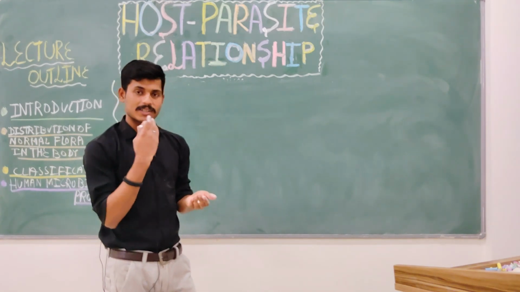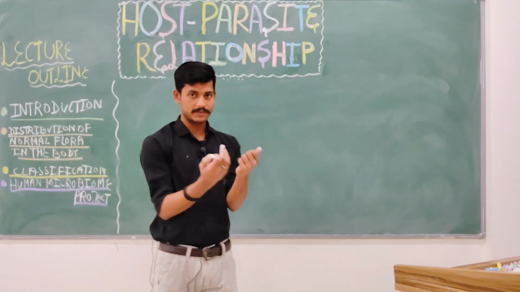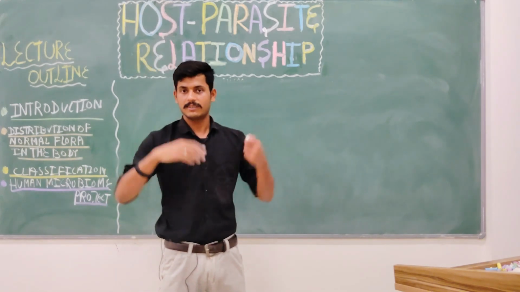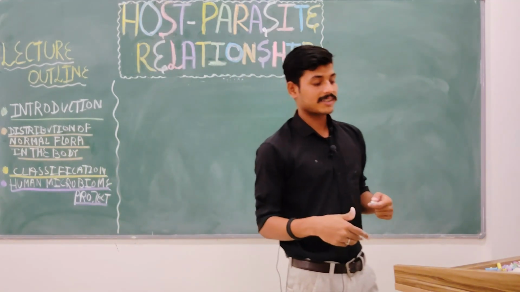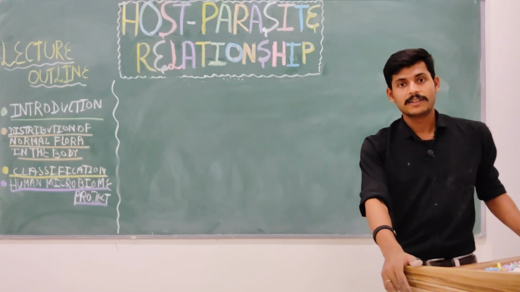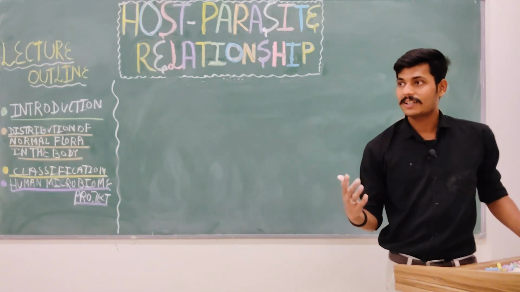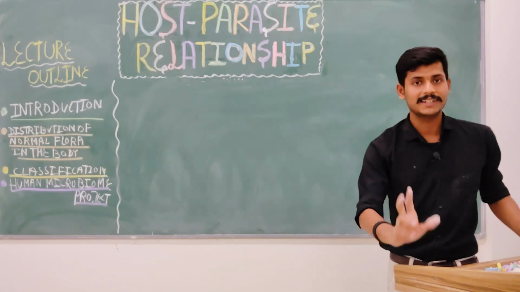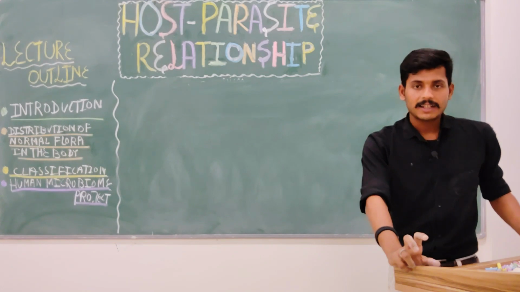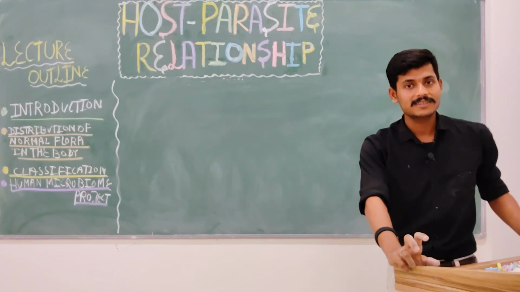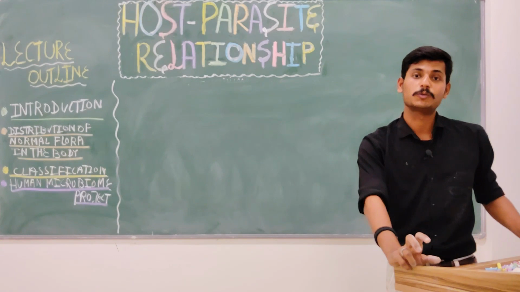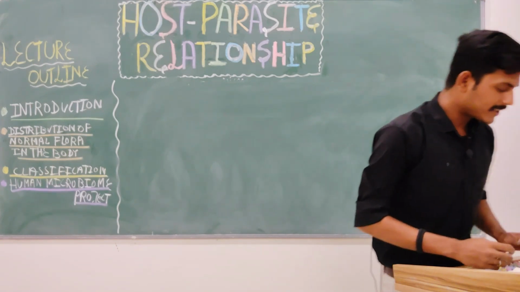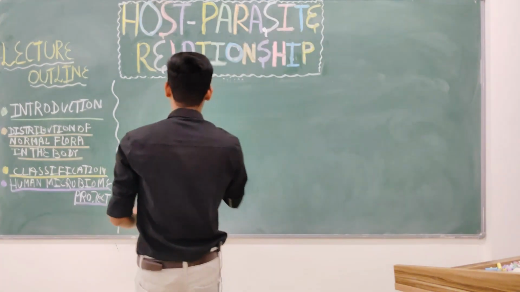Because the parts which interact with the environment are mainly the skin, along with the skin our GIT, the reproductive tract, and the urinary tract. They are continuously interacting with the environment. It means these parts have the potential chance to nourish the normal flora, isn't it? So now we are discussing the distribution of normal flora in the body.